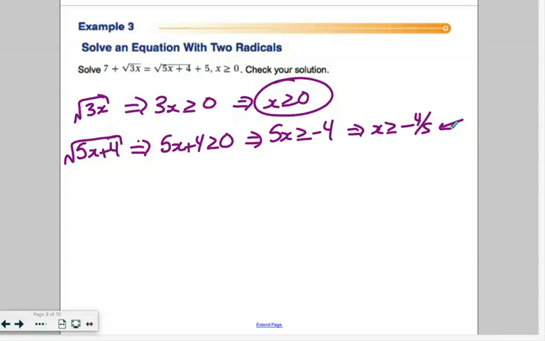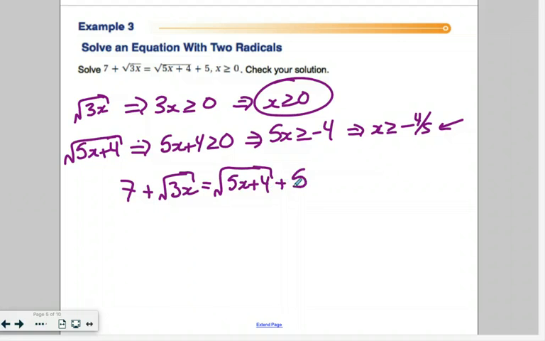Okay, we're going to try and solve this. So here's our equation. 7 plus the square root of 3x is equal to the square root of 5x plus 4 plus 5. Okay, well, we have a couple options. You could square this right away, and you'd have a binomial and a binomial that would need to be squared, or you could try and combine as many like terms as you possibly could. So I would probably start with subtracting 5 from both sides here, at least combine my constants, and what I'm left with is 2 plus root 3x is equal to the square root of 5x plus 4.